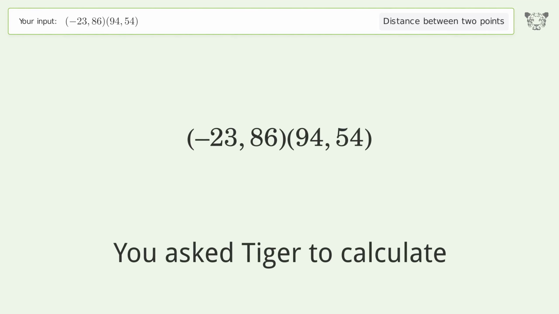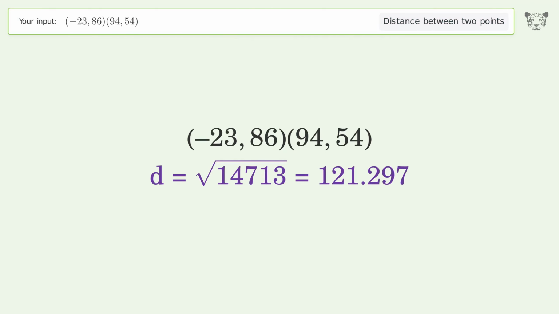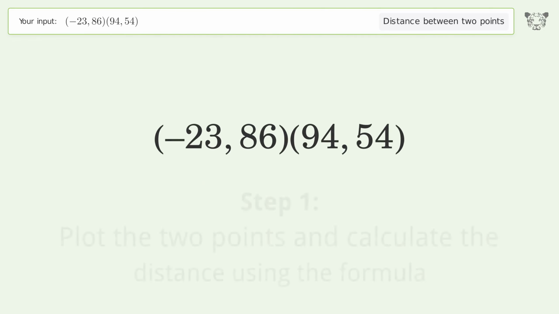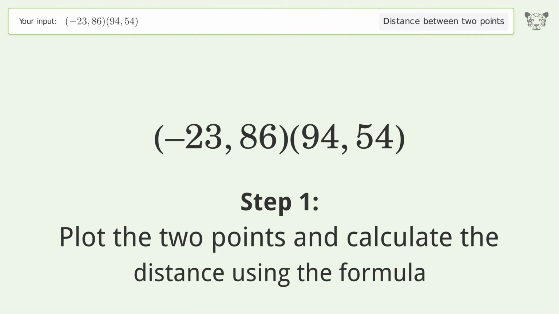You ask Tiger to calculate. This deals with the distance between 2 points. The distance between the 2 points is the square root of 14,713, or 121.297. Let's solve it step by step. Plot the 2 points and calculate the distance using the formula.